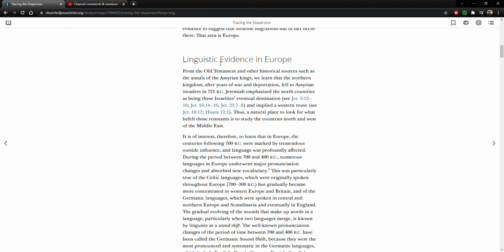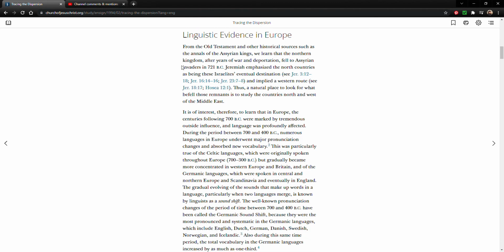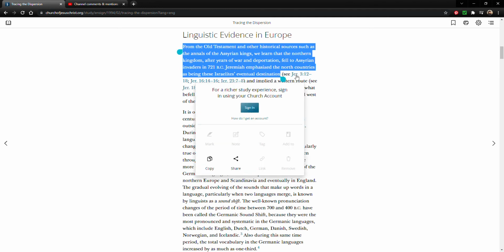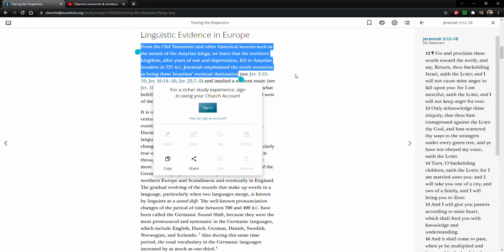All right, linguistic evidence in Europe. From the Old Testament and other historical sources, such as the annals of the Assyrian kings, we learn that the northern kingdom, after years of war and deportation, fell to Assyrian invaders in 721 BC. Jeremiah emphasized the north countries as being these Israelites' eventual destination. See Jeremiah 3:12. Hope you guys don't mind, I'm going to go ahead and read this.